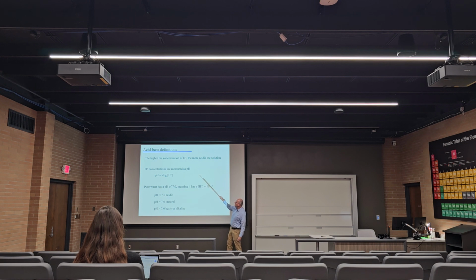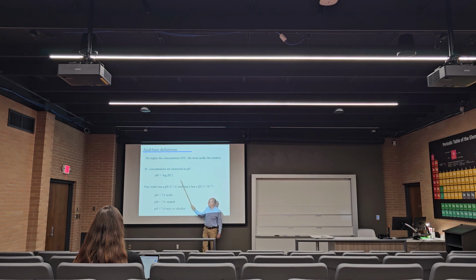And just remind ourselves what we're talking about when we're talking about an acid and a base. An acid is something that gives up hydrogen ion. A base is something that binds hydrogen ion. And we measure this in terms of pH, which is the negative log of the hydrogen ion concentration.